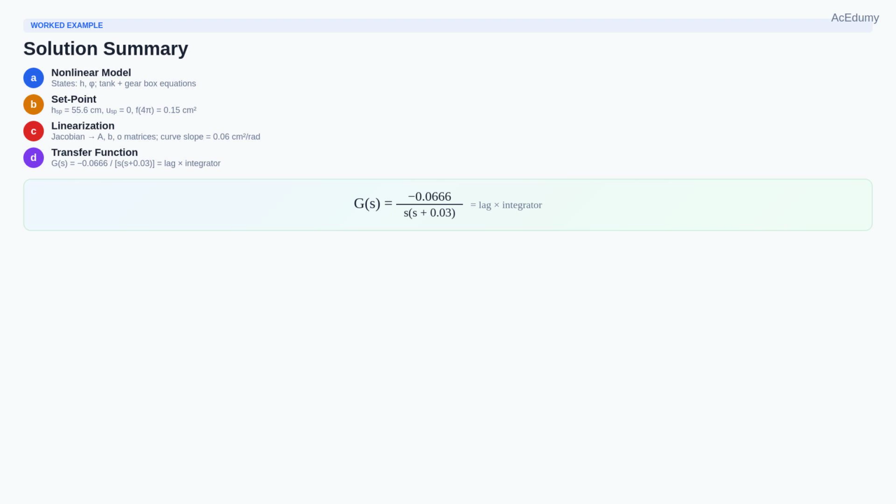The result is negative 0.0666 divided by s times s plus 0.03. This is a first-order lag times an integrator. 4 parts, 1 complete analysis, done.